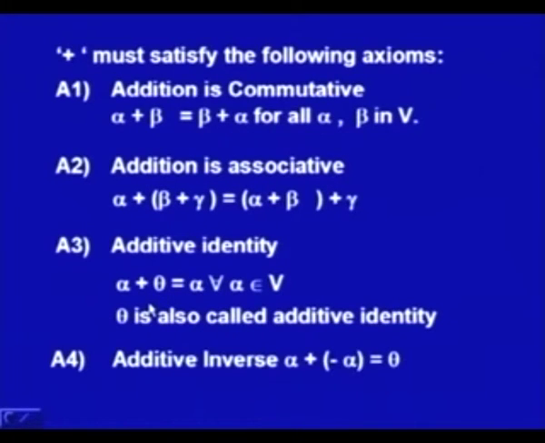Then the next axiom is that an additive inverse exists for any vector alpha in V. By this I mean that for a given alpha, there exists another vector, I call it minus alpha, so that alpha plus minus alpha is equal to the additive identity, null. So, alpha plus minus alpha is equal to 0, or we say minus alpha is the additive inverse of alpha.